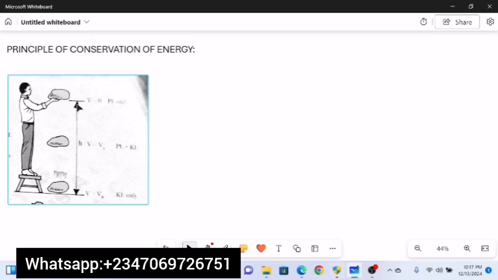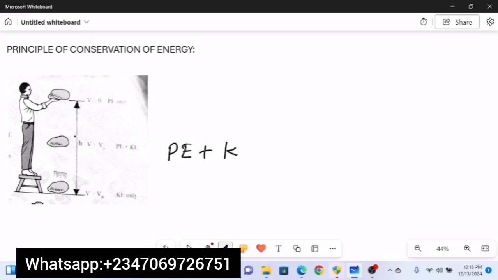Now, since this object exhibits motion from falling from this point to this certain height, it means that this object has kinetic energy. But again, this object is at a certain height at this point, which means this object also possesses what? Potential energy. So at this particular position, the total energy possessed by this object is both potential energy and what? Kinetic energy. That becomes the total energy possessed by the object at that point. Both kinetic energy and potential energy.